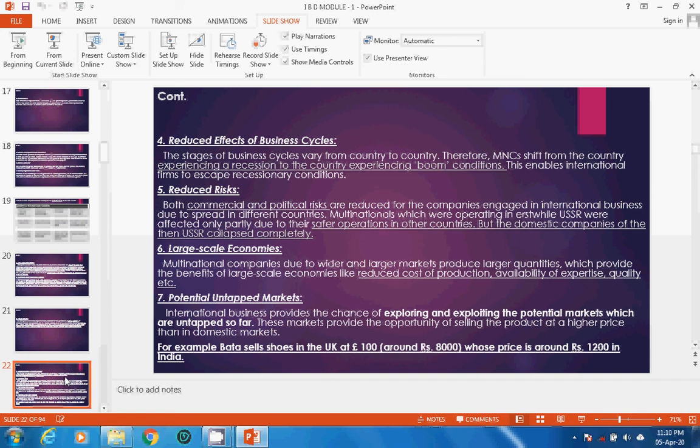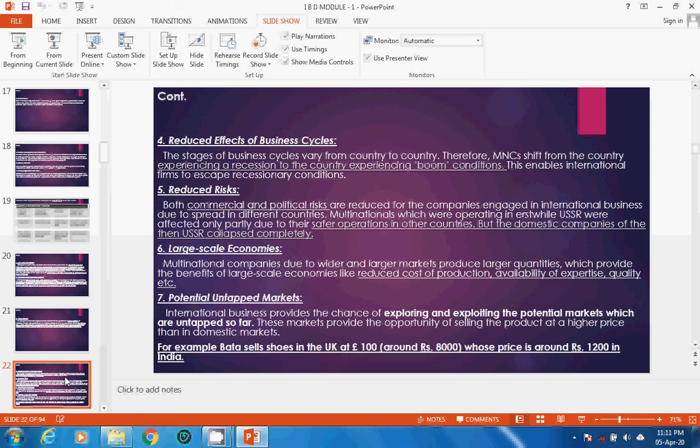Reduced risks. Both commercial and political risks are reduced for companies engaged in international business due to the spread in different countries. Multinational firms which were operating in the erstwhile USSR were affected only partly due to their safer operations in other countries, but the domestic companies of the then USSR collapsed completely. Therefore, they were able to reduce the risks of loss.